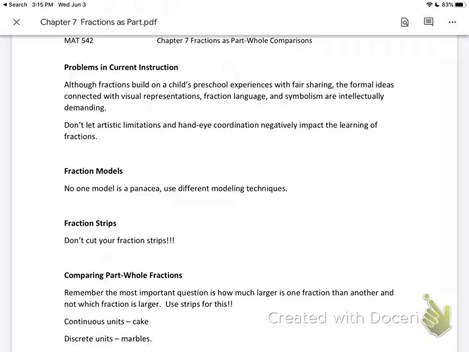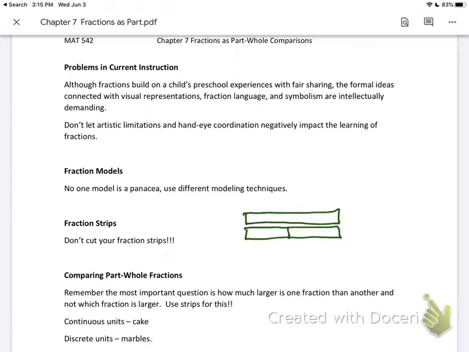Fraction models, there's many out there. No one model is a panacea. Don't overdo it with one model. Use different modeling techniques. And in terms of the fraction strips, if you want your children in your class to compare a whole to a half, don't cut the half strip up. Let it be in its full form, because otherwise you're going to have a mess on your hands.